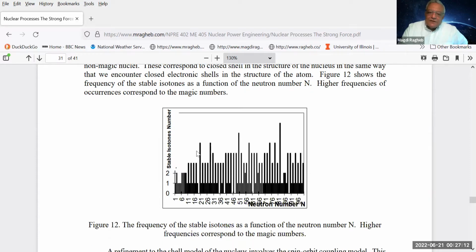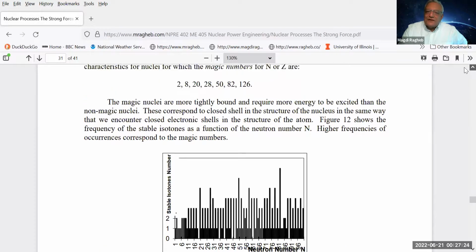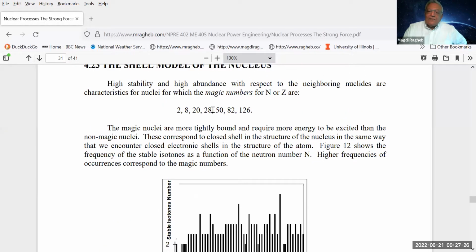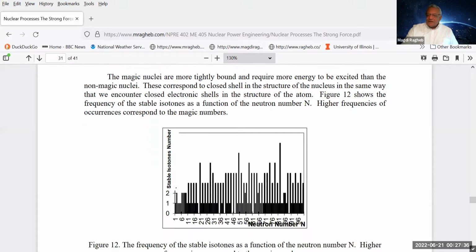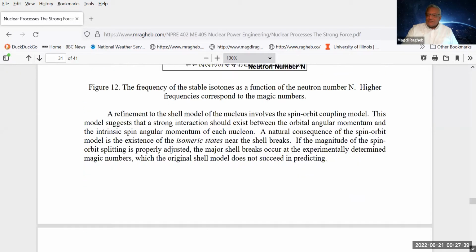You could see here, these are the stable isotopes, called isotones number. You have a large number at those, what we call the magic numbers. In fact, it's 2, 20, 28. It's the same as the closed shells in the electronic structure of the atom. So the nuclei have a shell structure in the same way that the atom also has a shell structure.